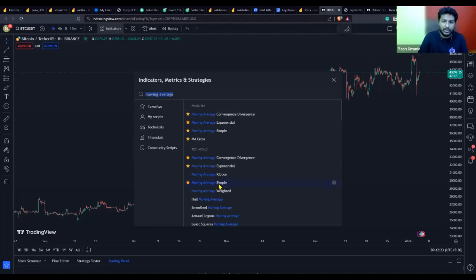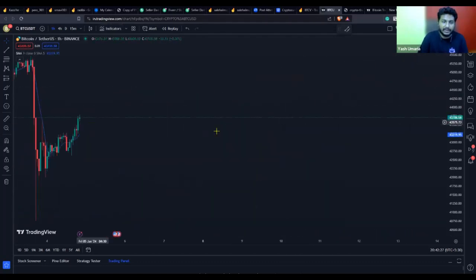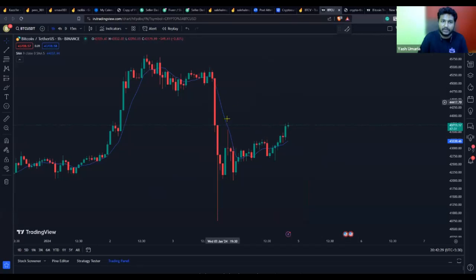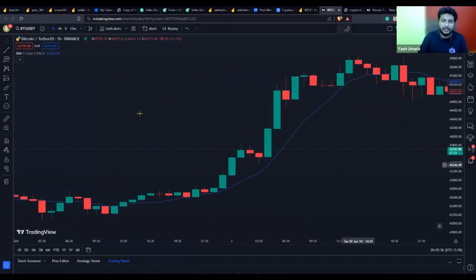If I click on it, automatically you will see a blue line has been added on your screen. You see this blue line? That's a moving average. Okay, this blue line is a moving average. Let me just zoom in a little bit. Now on the top left corner, you see this SMA 9, load 0, SMA 5.